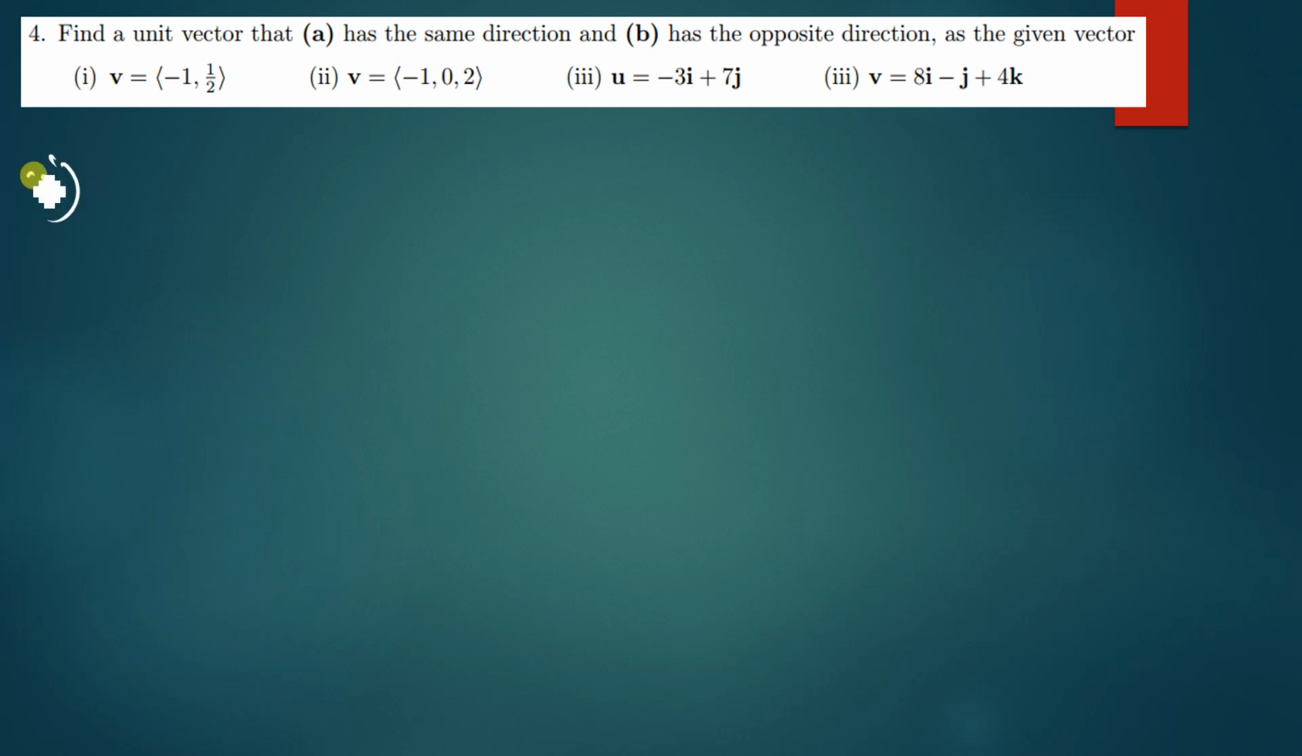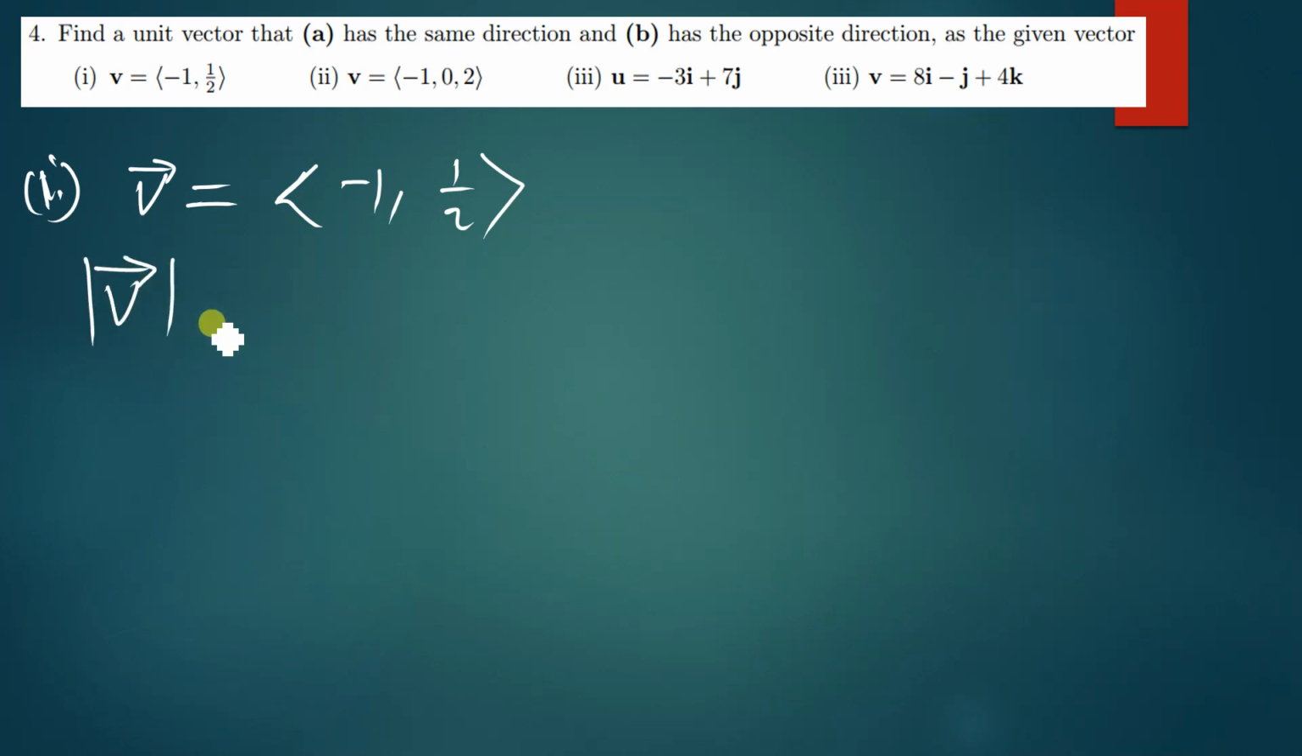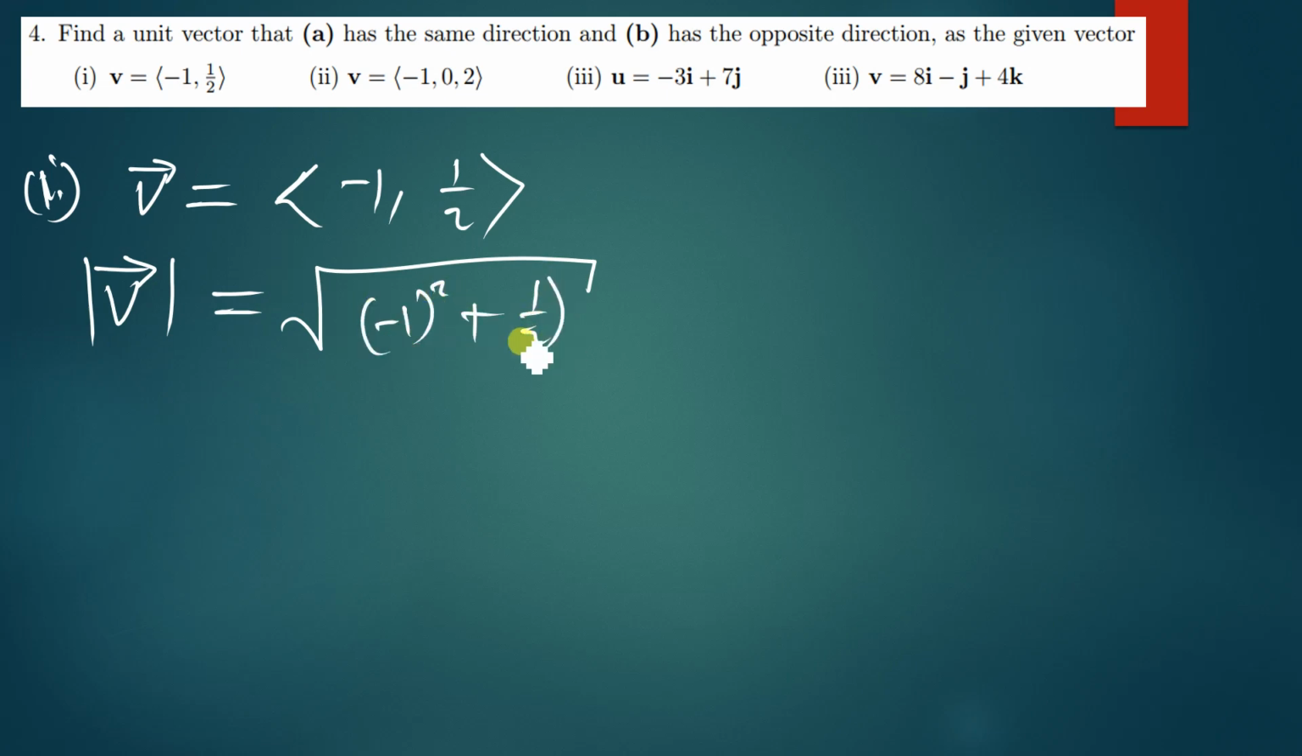For the first part, we have the vector V, which has been given to be negative 1, 1 over 2. So this is the vector that we've been given. Now to find the unit vector in the same direction as this one, the first thing we need to find is the modulus, or the magnitude of this vector, which is found by negative 1 squared plus 1 over 2 squared.